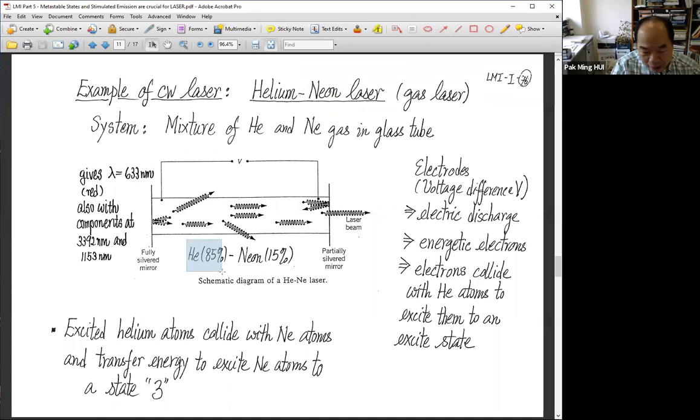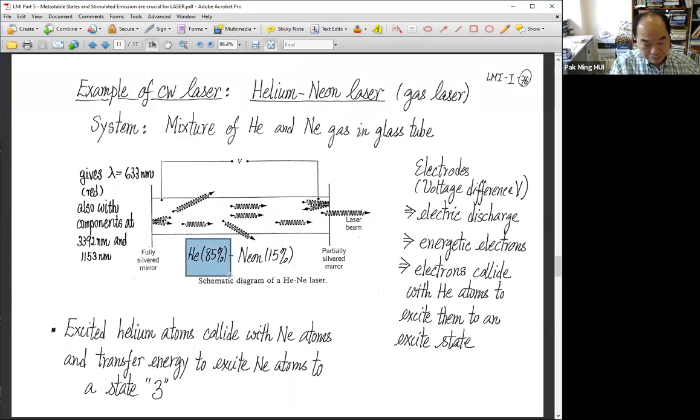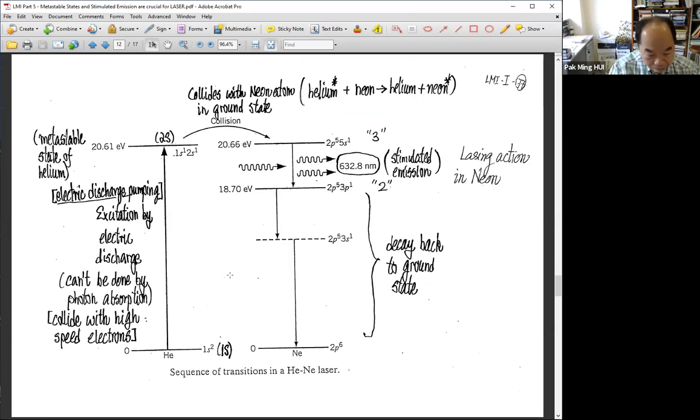We have a lot more helium, responsible for making collisions. When a helium excited atom collides with neon, some energy will be given to the neon atom to excite the neon at the right energy. So it doesn't look like a 4-level system, but it works as a 4-level system. It goes as follows.